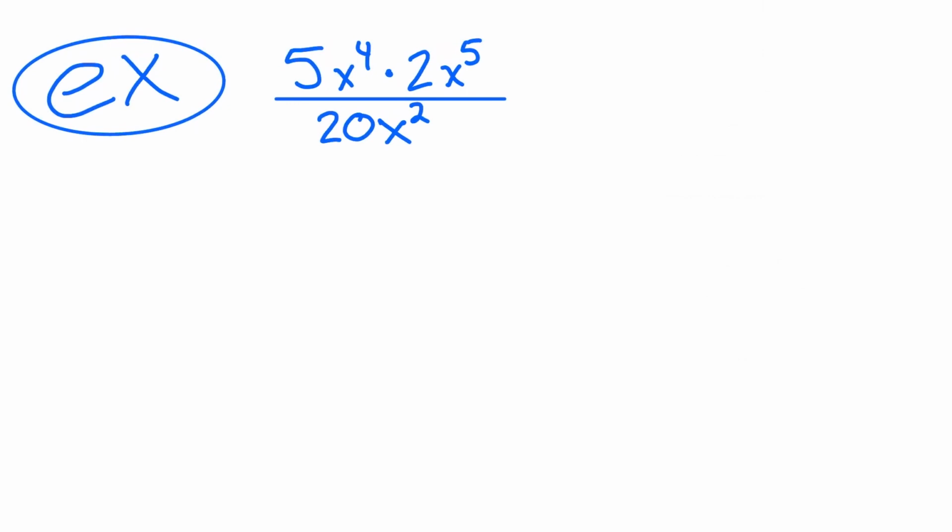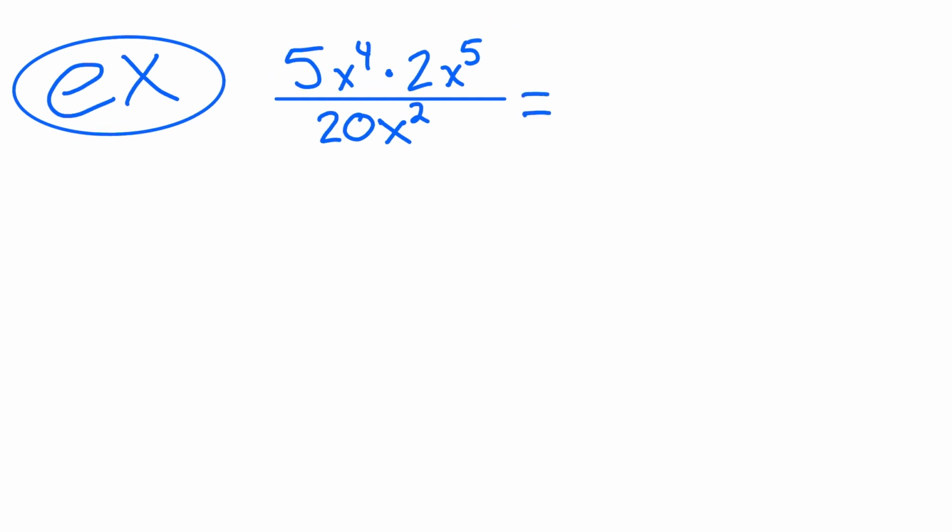All right, we're going to close by doing one example that shows both these properties together so we can see how they work. All right, here it is. Now, brace yourself because it's going to look like a monster problem, but as we'll see, it's pretty simple. Check this out. We have 5x to the 4th power times 2x to the 5th power, all divided by 20x to the 2nd power. All right, so in the numerator, we're going to use the product property of powers to put these together first.